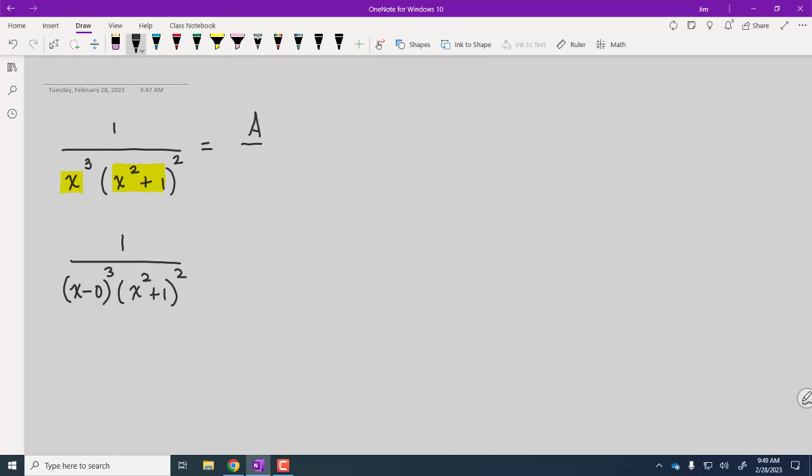So we need to have a constant divided by each power of that linear factor. So there we have it. That is for the x cubed. We have to have a partial fraction for each power of that repeated root, that repeated factor. And then we go over to the x squared plus 1 and we say, okay, that's an irreducible quadratic. So we have a quadratic factor. So the numerator needs to be linear. So we're going to have a dx plus e over x squared plus 1.